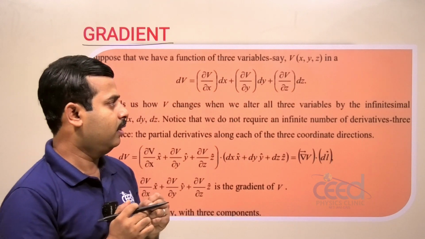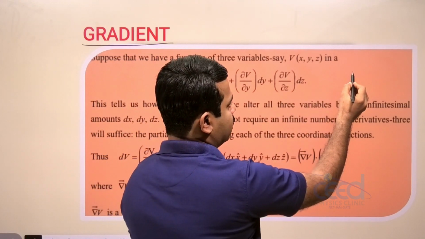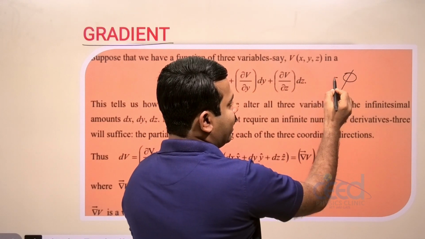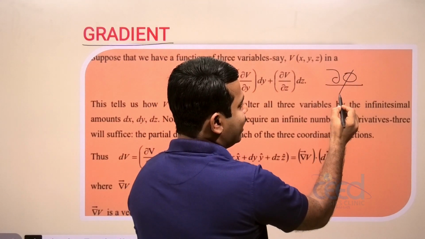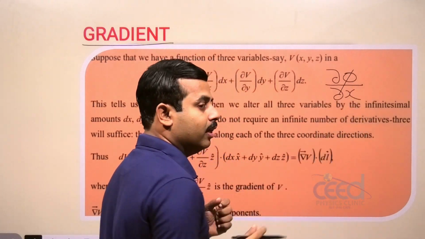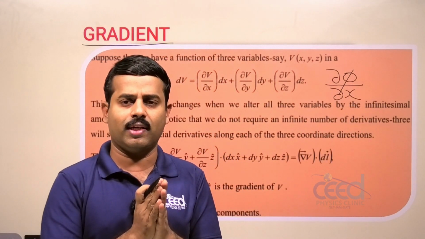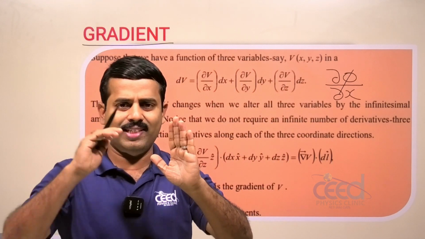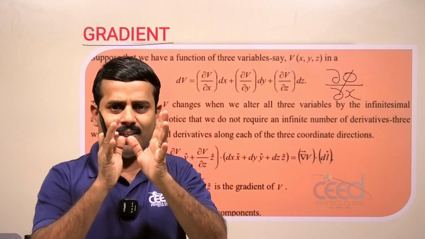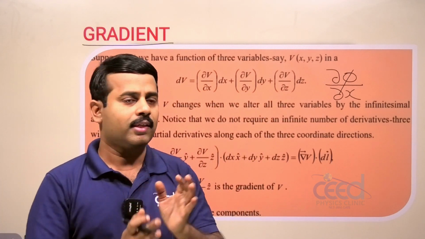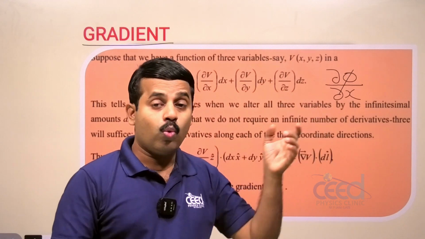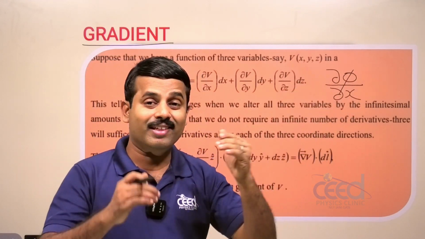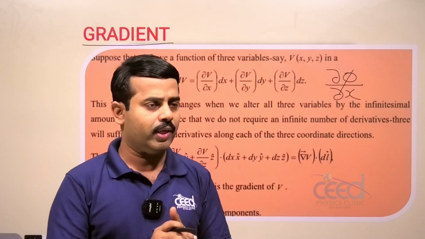For example, I have a function phi. The variation of this phi along the x-axis is dou phi by dou x. That means keeping y constant and z constant, because those quantities are not varying. Here only one parameter is varying, phi is varying with respect to x only, that is dou phi by dou x.